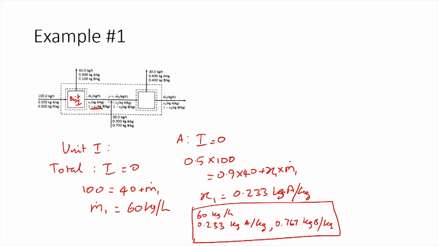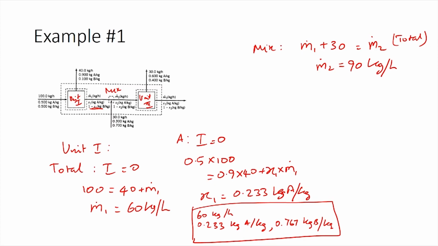Now, we need to calculate the information for product stream 2. For that we could either write a balance equation for unit 2 or we could write a balance equation for the mixing point. Either of these would give us the information about product stream 2. Here I have chosen to write the balance equation for the mixing point. Using the mixing point, we have M1 dot plus 30 kilograms equals M2 dot as the total balance. From here we already know M1 dot, so we can calculate M2 dot as 90 kilograms per hour.